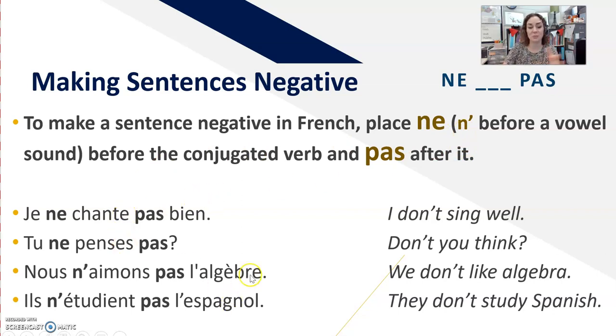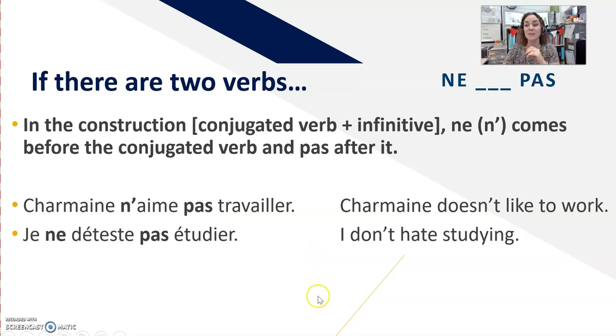You'll conjugate your verb. You'll put any extra words afterwards. It's just that you add ne pas. If you have two verbs in a sentence, so the construction that we learned before where you conjugate one verb like j'aime, j'adore, je déteste, and then you add an infinitive, j'aime travailler, je déteste voyager, j'adore étudier, you'll put ne pas around the first verb, around the one that's conjugated.